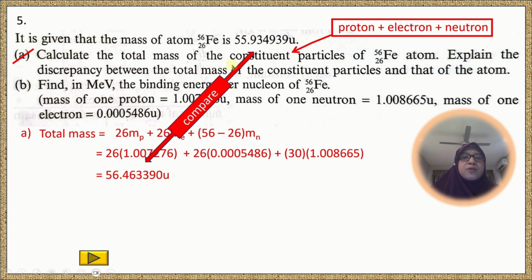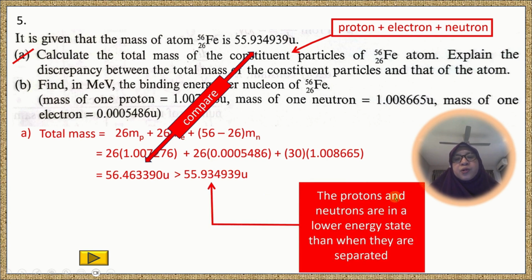Now we compare these two values. They are not almost the same, right? So that means there is a mass defect in the mass of the ferrum atom itself compared to the mass of the constituent particles. The difference between these two is called mass defect. And the total mass of the constituent particles is larger than the mass of the atom.